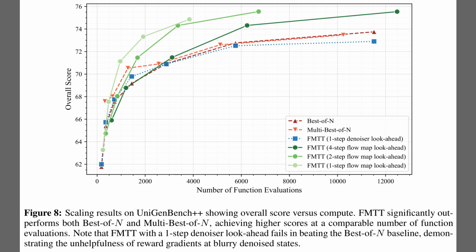Alright, Table 1 gave raw benchmark numbers, and Figure 8 now shows how those scores scale with compute. The horizontal axis tracks the number of function evaluations, and the vertical axis shows the overall uni-general bench plus score. The red dash curves for best of n and multi-best of n rise slowly and then flatten. The blue curve for the one-step denoiser flow map trajectory tilting barely surpasses them, whereas the green flow map curves keep climbing, which means multi-step flow map look-ahead delivers higher scores for the same or even fewer evaluations.